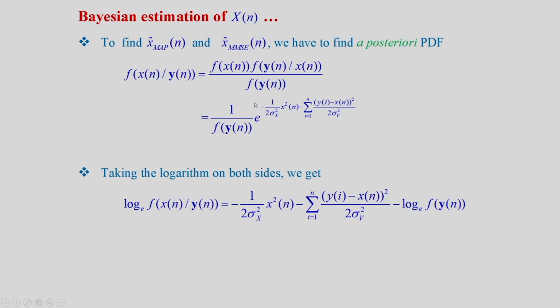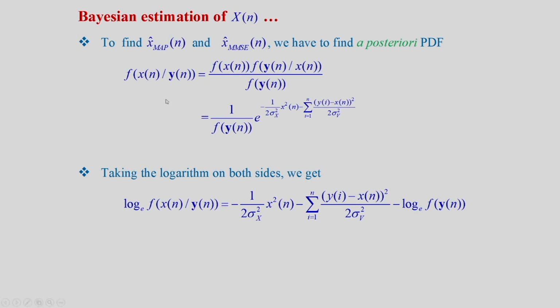So, this we can write as e to the power minus 1 by 2 sigma x square into x square n, and this part is given by e to the power minus summation of yi minus xn whole square divided by 2 sigma v square, i going from 1 to n. So, we can write the posterior PDF by this relationship where F of yn does not involve xn.